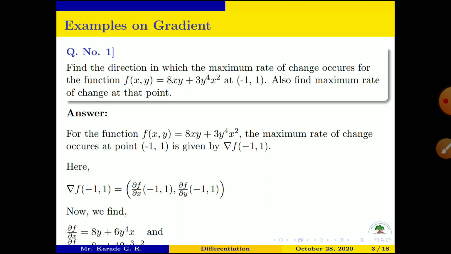And again we find the partial derivative of f, meaning dou f by dou y. So dou f by dou y means the partial derivative of f with respect to y, and it is equal to 8x plus 12y cube into x square. So dou f by dou y is equal to 8x plus 12y cube into x square. So this is that step, which is hidden here.